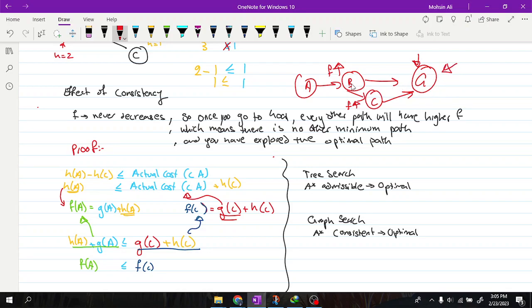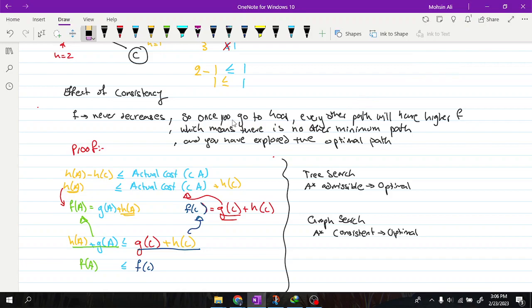So what that means is that once you go from A to your goal state, there might be other paths to get to G, but those f values would have been much greater and their actual cost would have been much greater, which means now you have basically constrained yourself so that you would always have an optimal path from A to G. So just to read out what I've written over here, I've just explained this part in terms of words: once you go to the goal, every other path will have a higher f value, which means there is no other minimum path and you have explored the optimal path.